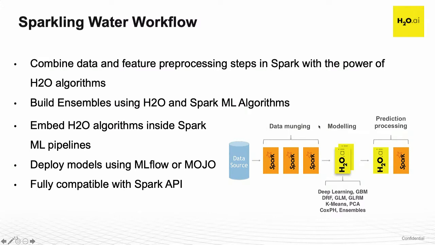Having said that, you have your data preprocessing done in Spark, and then you can add a machine learning model using H2O on top of it, where you get a variety of different algorithms. Then you can use Spark to actually deploy the model and use it together inside, say, your Spark streaming application. You can definitely use MLflow, or you can use the MOJO to embed it directly inside a SparkML pipeline. So it's fully compatible with the Spark API.